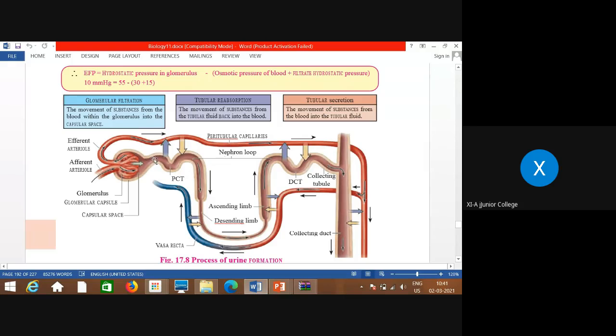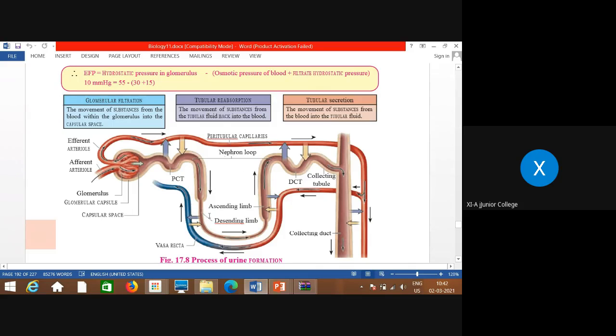Now it enters through the neck into the PCT, that is the proximal convoluted tubule, and as the proximal convoluted tubule is a highly coiled structure, the flow of filtrate becomes very slow. And then from there the filtrate reaches the loop of Henle, which shows two limbs. One is the descending limb and one is the ascending limb. The downwardly directed one is the descending limb, and the upwardly directed one is the ascending limb.